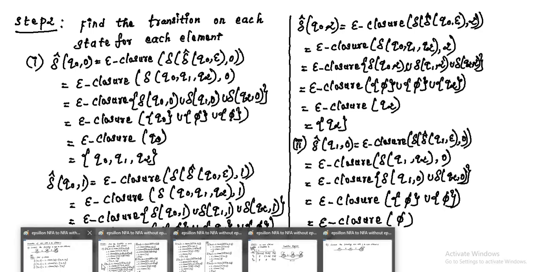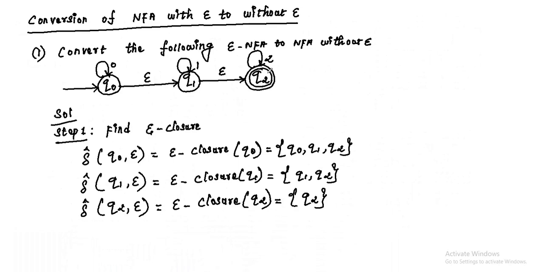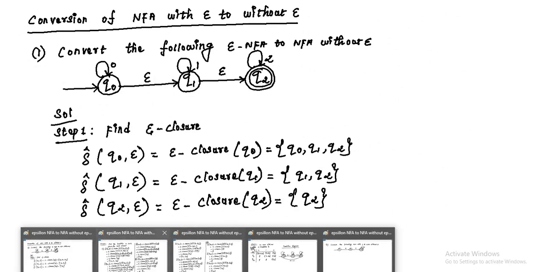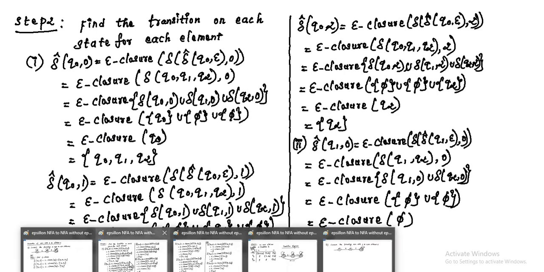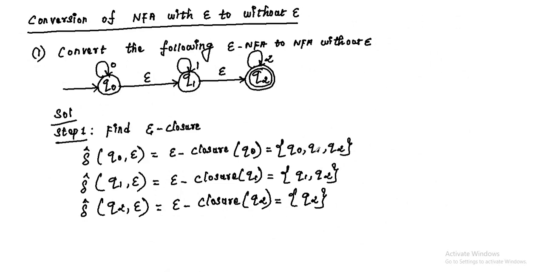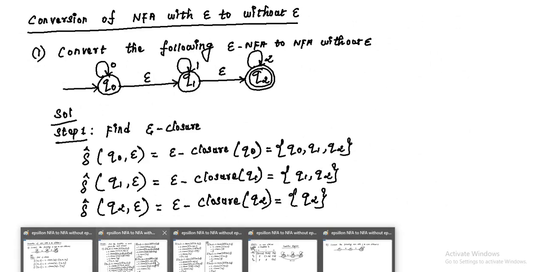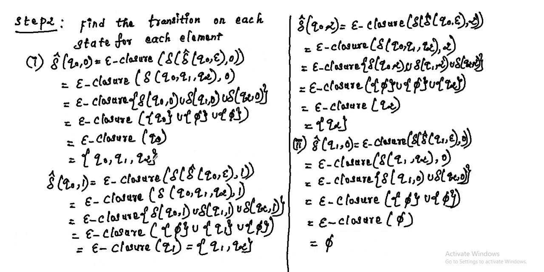Union of, next one, δ of q2 comma 0. Look at the transition diagram. Here q2 comma 0, there is no transition. Here you put null. When you apply the union operation here, q0 union null, you will get q0. So epsilon closure of q0, we already found in the first step, is q0, q1, q2. Here you write q0, q1, q2.